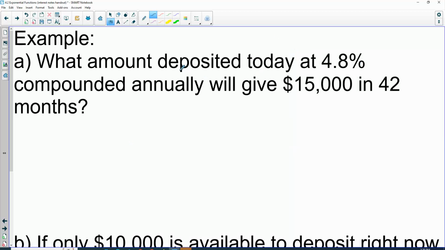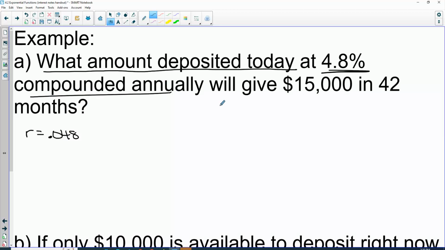What amount deposited today at 4.8%? So what's the 4.8 represent? The rate. How would I write it? Compounded annually. Which formula am I using? The first one. Annually is how many times per year? One time. So my N is 1.